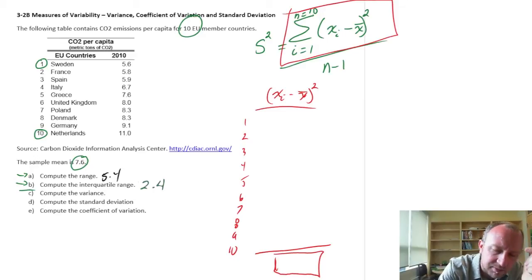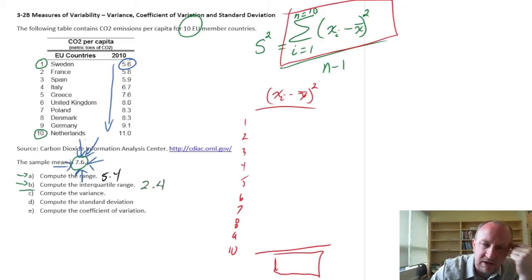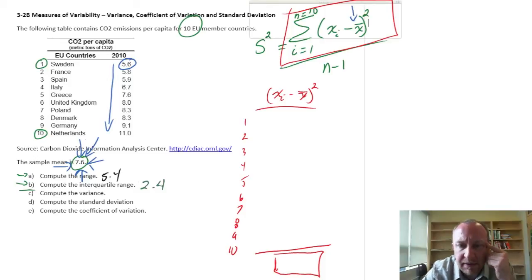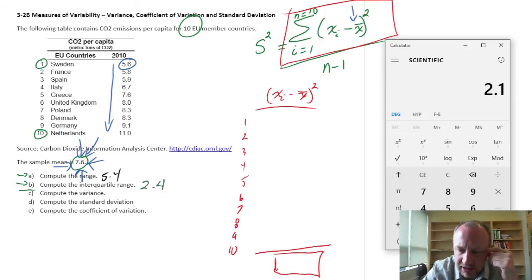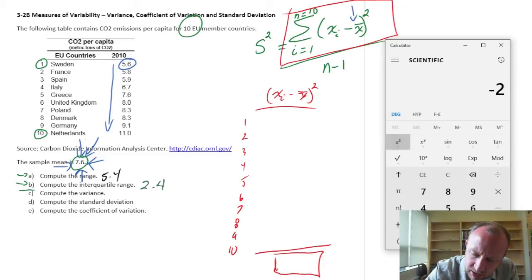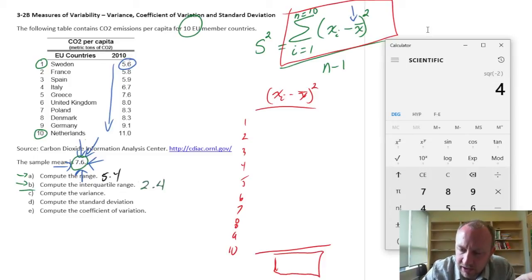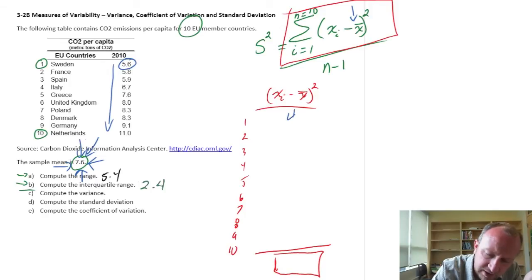Okay, so let's get started, as this can take a little bit of time. The first one that I'm going to work with, I'm going to start at the 5.6, and I'm going to work down the data set here, always using this mean. That value doesn't change. That's what we're going to be putting in here. Okay, so let's begin. I'll get my calculator. So the first observation is 5.6 minus that mean, 7.6 equals negative 2, and then I'm going to square that, and I have a value 4. So the first value here is 4.